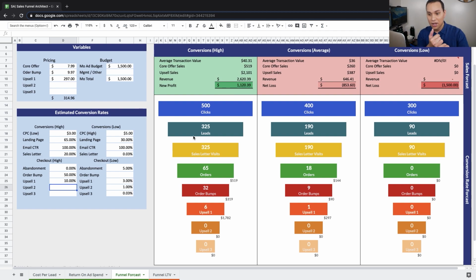65% opt-in rates on our landing page. Our sales page is converting at 20% from cold traffic. It only costs $3 to get a click, and then 50% of the people take the order bump, and 10% of the people go ahead and take upsell number 1 and stay in for 3 months. We spend $1,500 and we wind up making just over $1,100.